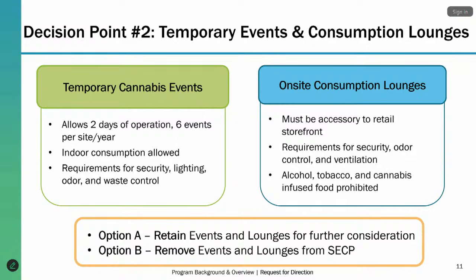As currently proposed, temporary cannabis events would be limited to 2 operating days and could occur no more than 6 times per year at a single site. Events would be required to include security, lighting, odor management, and waste control plans. Consumption lounges would be allowed only as an accessory use to a retail storefront and would be required to include ventilation, odor control, and on-site security. Alcohol, tobacco, and cannabis-infused foods would not be permitted.